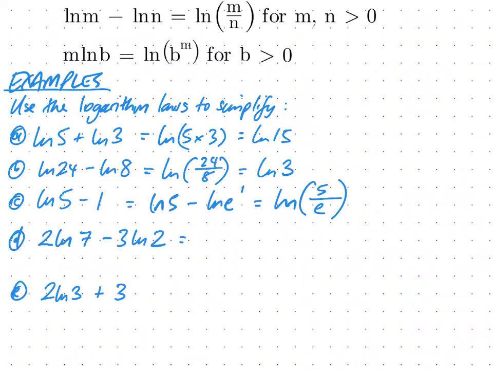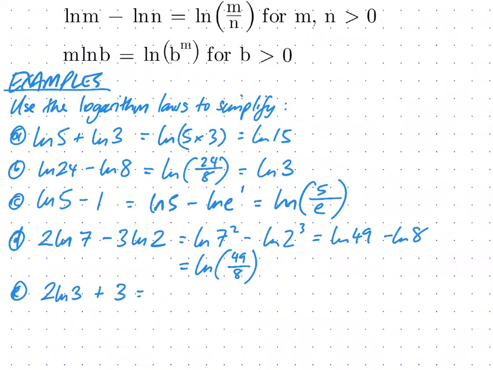Here we have multiplications. So 2 ln of 7 is the same as ln of 7 squared, and 3 ln 2 is the same as ln 2 to the power of 3. Because it's a subtraction, well, no, we'll do the powers first according to BEDMAS. So ln of 7 squared is 49, take ln of 2 cubed is 8. Now, because it's a subtraction, it's a divide the numbers of interest, 49 over 8.